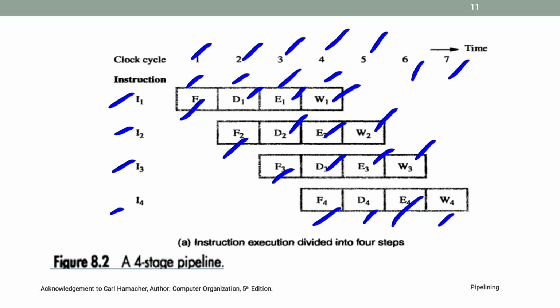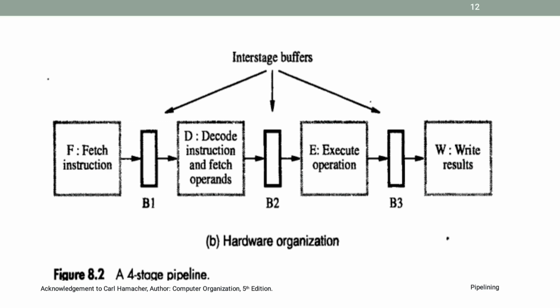This shows that pipelining enhances the speed of execution. That is, overall speed of the execution is increased, though the time taken for each operation is not changed. This is the hardware organization that is required for 4-stage pipeline. It has fetch unit, decode unit, execution unit, and write unit. These can work independently. In between we have temporary storage area, that is buffer B1, B2, B3.